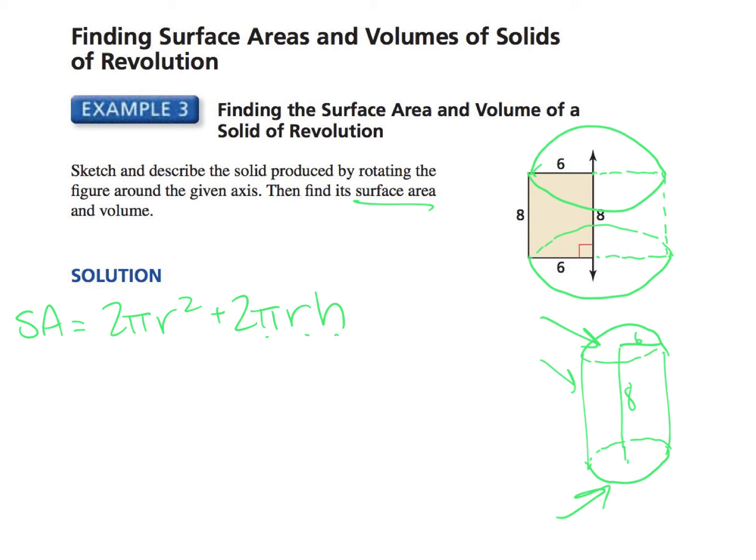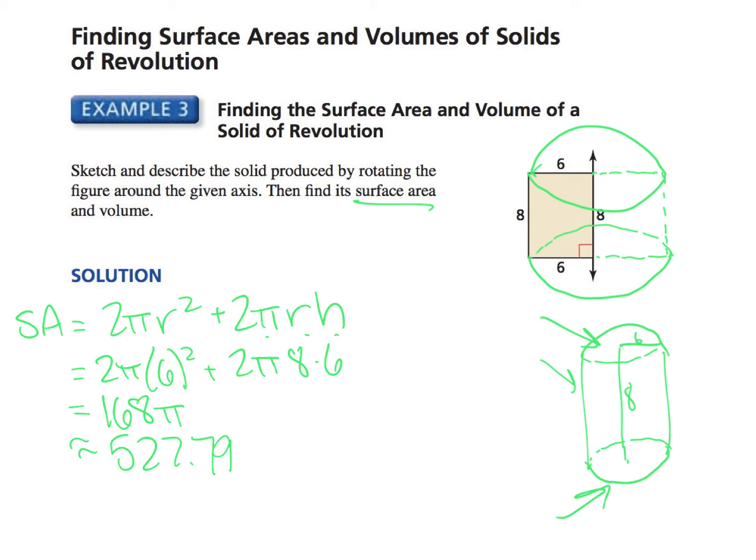Imagine learning this before the unit circle, and you just know the circumference of a circle is 2 pi. Multiply it by the r times the height. That's where we get that from. So we have 2 pi 6 squared plus 2 pi 8 times 6. I wrote this backwards. I did height times radius, but it doesn't matter because multiplication goes both ways. When you put it all together, you're going to get 168 pi, which is approximately 527.79 units squared because they didn't give us anything else.